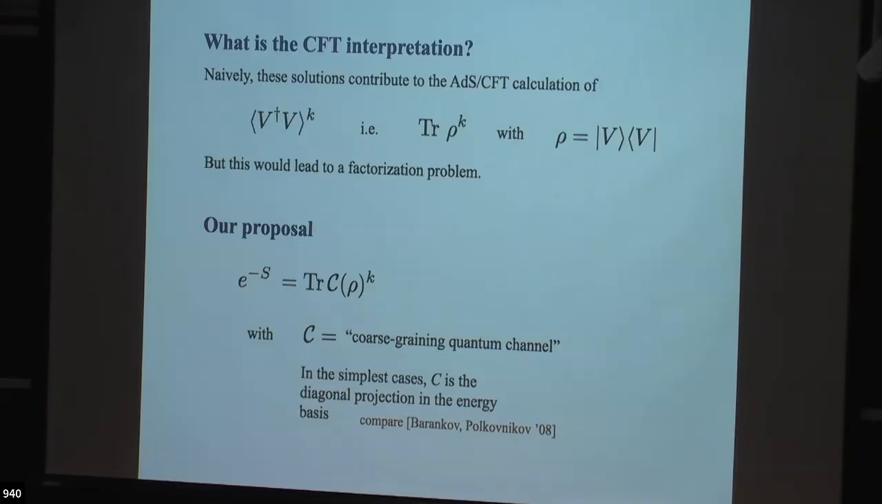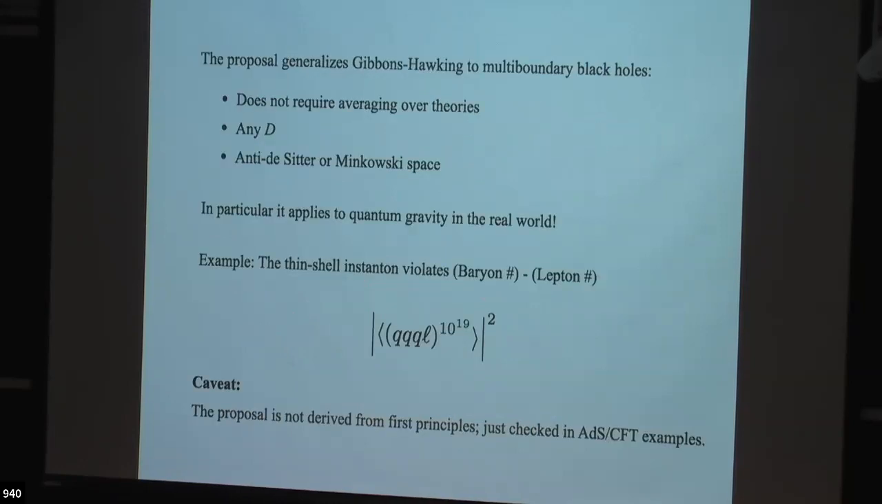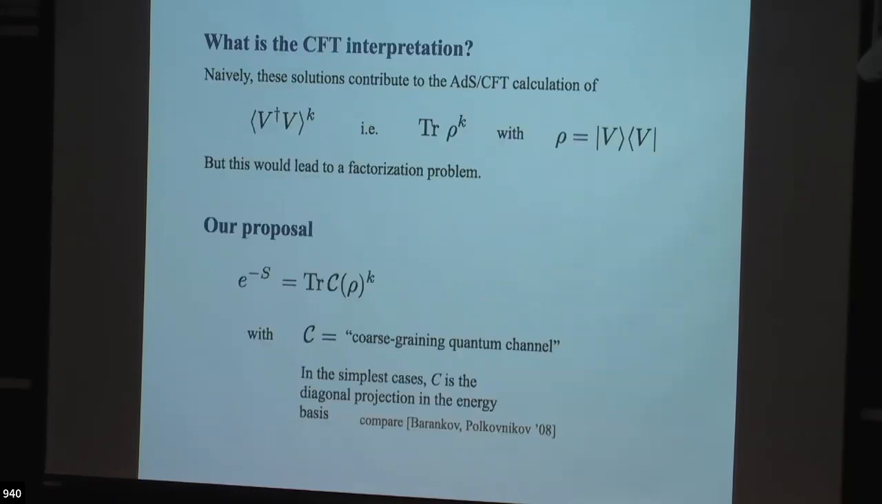I was going to ask whether this channel should be acting on rho to the k. But I guess what's happening here is that C on rho is a pure state, but then C on rho is a mixed state. So then the trace couples with different density states. That's right. If you like, you could think of this as the replica of the coarse grain state. So the C is outside the parenthesis, it's C of rho, all to the k. First you coarse grain, and then you raise it to the k.